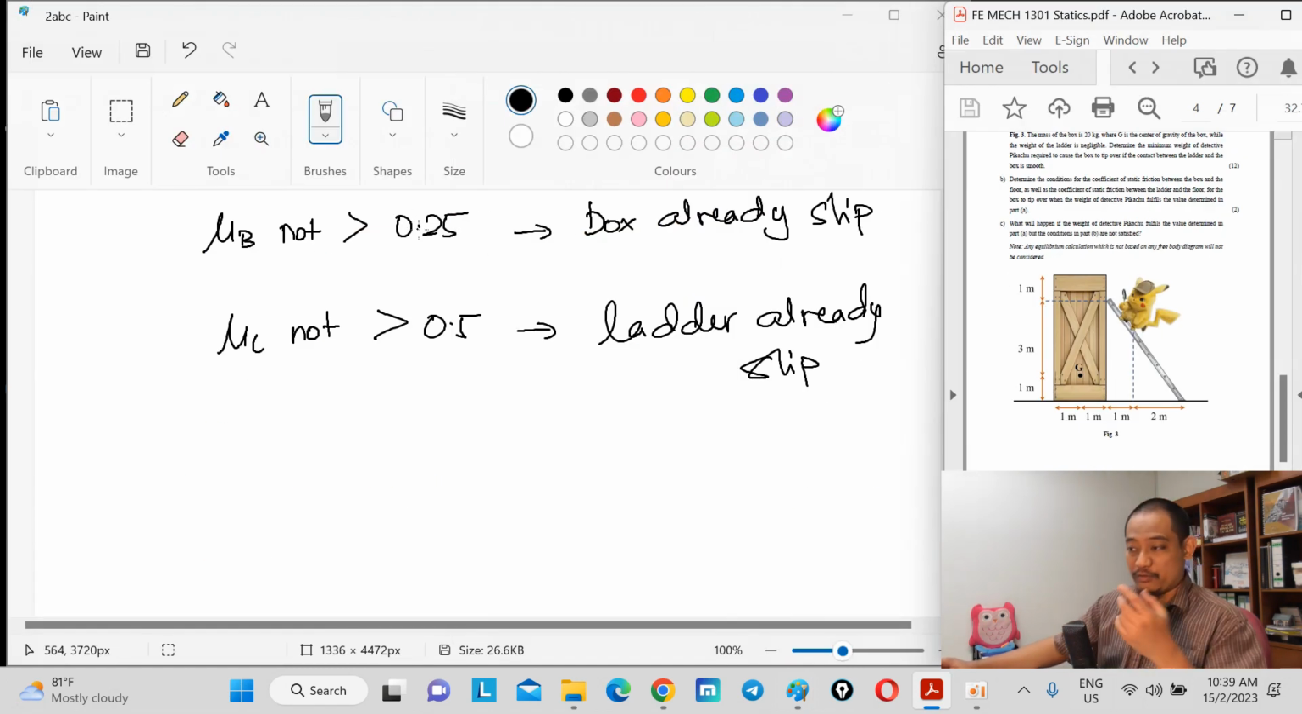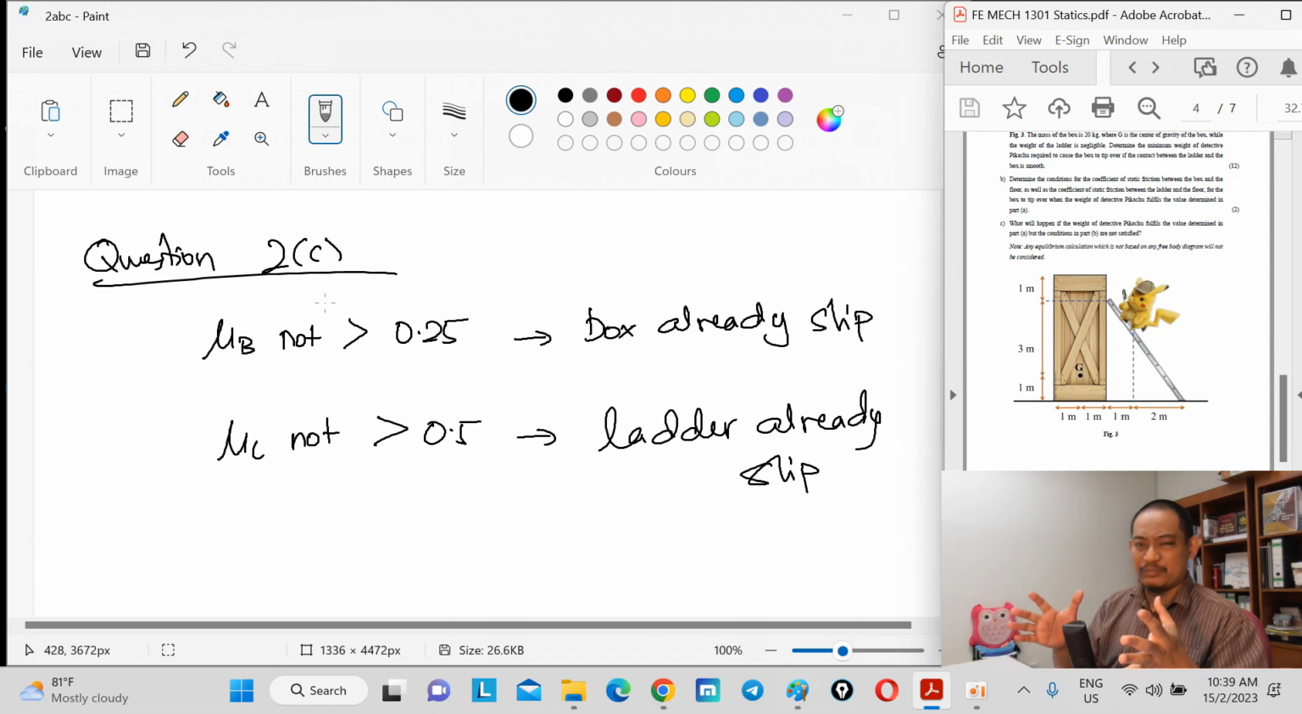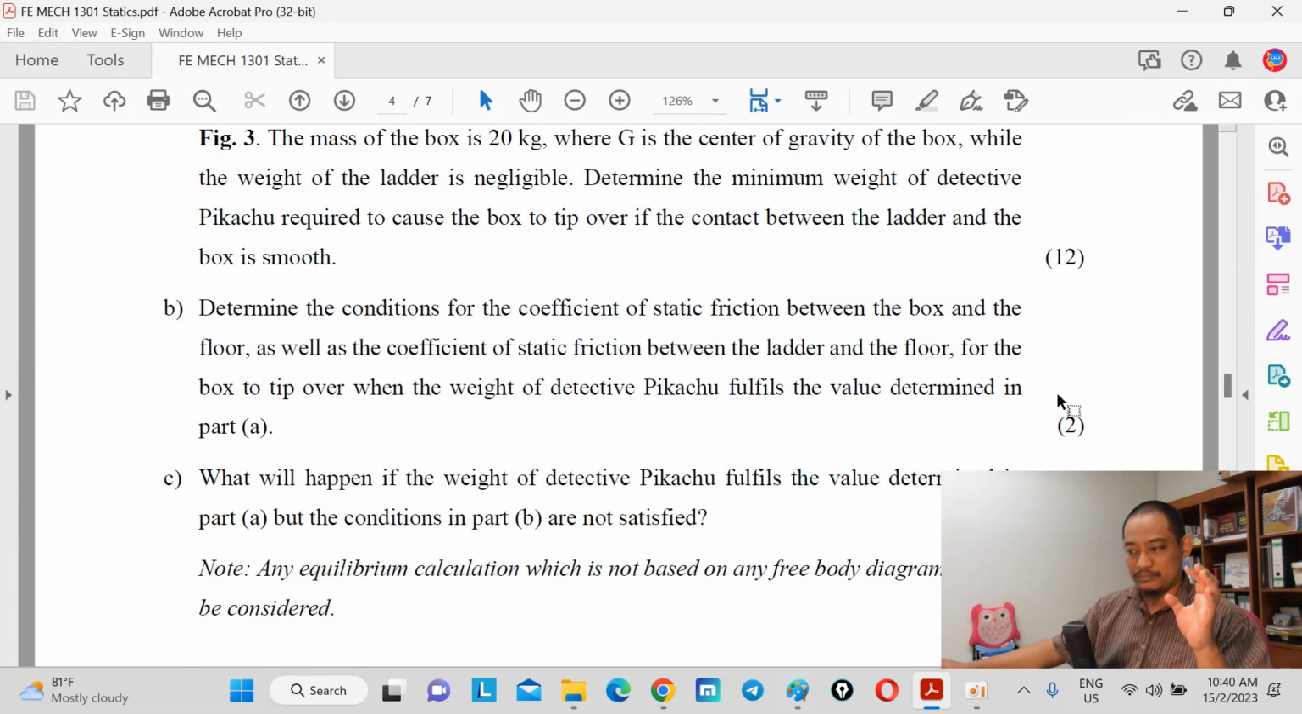If one of these is not satisfied, we know what will happen. Meaning, for example, if mu L is satisfied but mu B is not, then the box slips, or vice versa, right? But if both are not met, we have to see which happened first, either the box slips first or the ladder slips first. Either way, if you write something like that, it's sufficient, because the marks are only 2, and normally it just wants to see whether you understand the relationship of all of this.